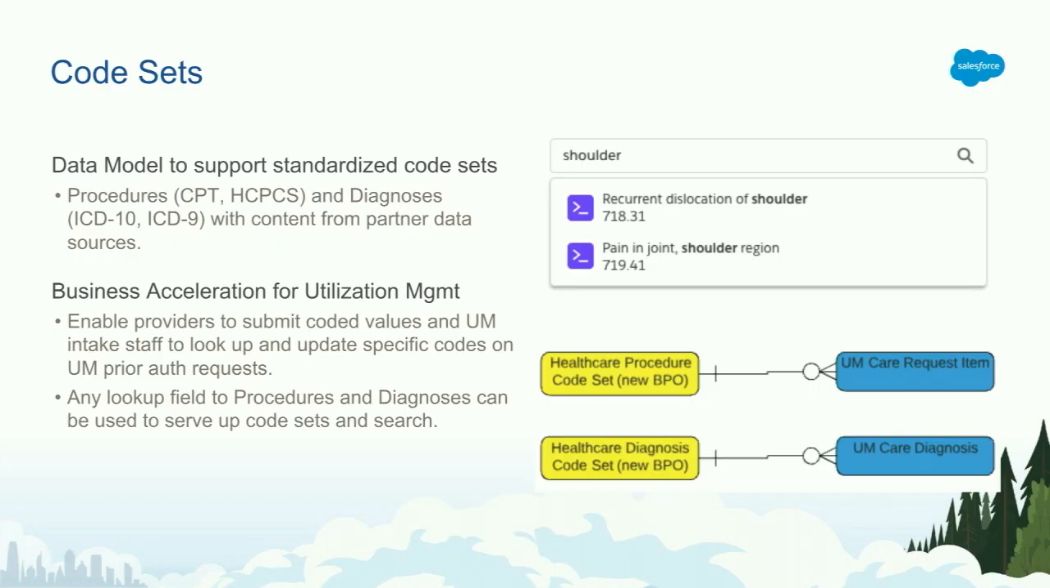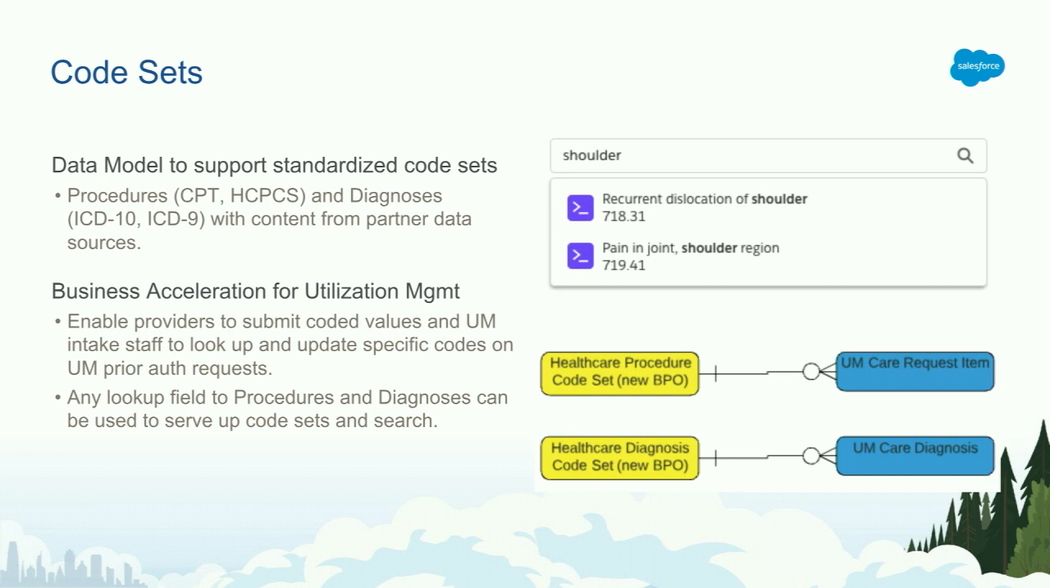Code sets is another one that's been added. Many of you know that as we have implemented the clinical data model, those procedure codes, the diagnosis codes, and so forth, are all free text in Health Cloud. Now, for the first time, we have the ability to store those codes as discrete codes. We've enabled new BPOs to store procedure and diagnosis codes. You will still have to purchase content from a third party, such as the American Medical Association or another organization. And that allows you to reference that data discretely in Health Cloud.